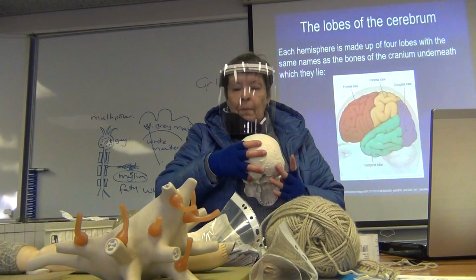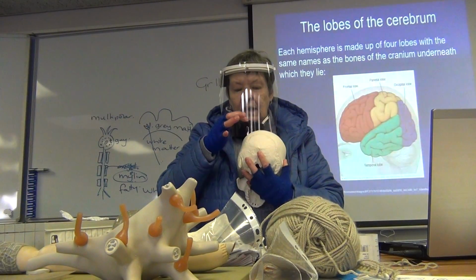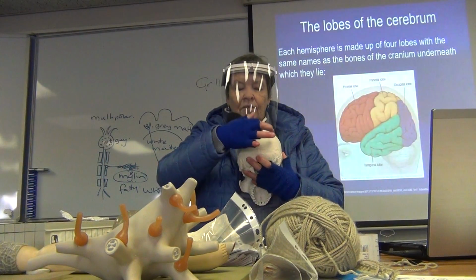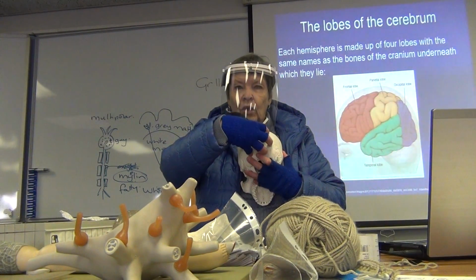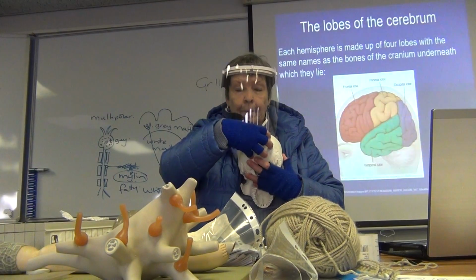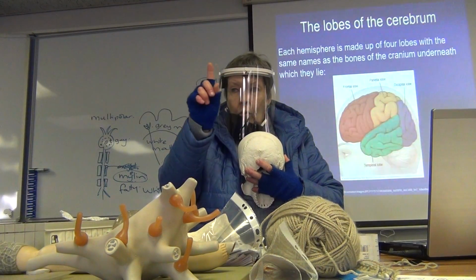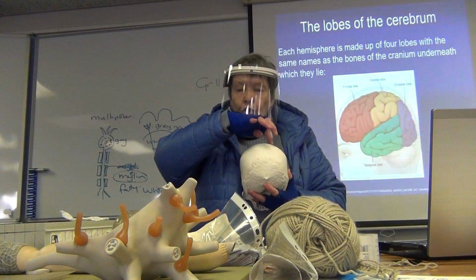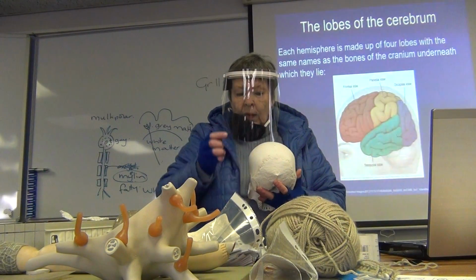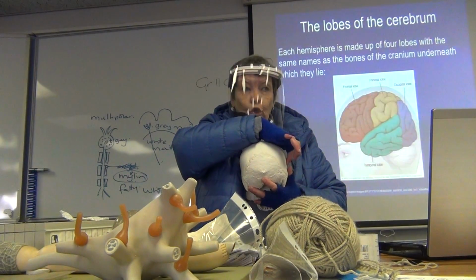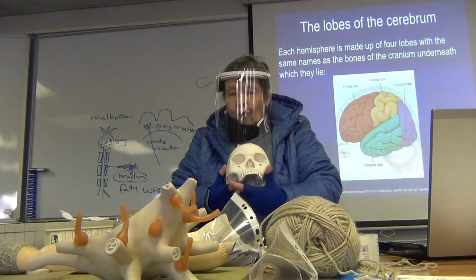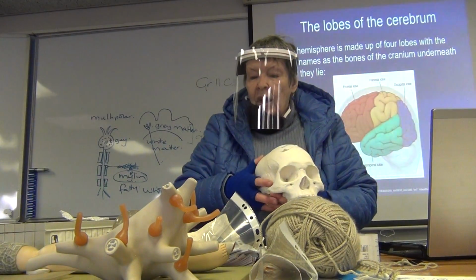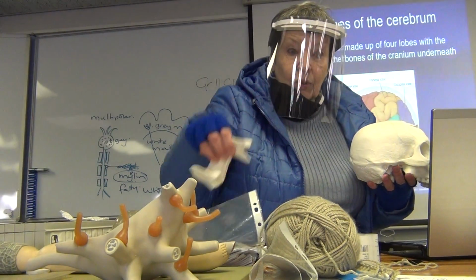Okay, and then if you look at the back, you'll see that the central suture comes along there, and then it divides down there, and there's one bone at the back here, and this is called the occipital. So occipital, one bone. Parietal, two bones. Temporal, two bones. Frontal, one bone. Okay, so now those are the names of the bones of the cranium.